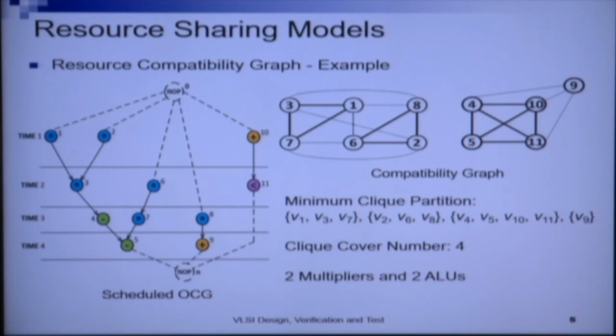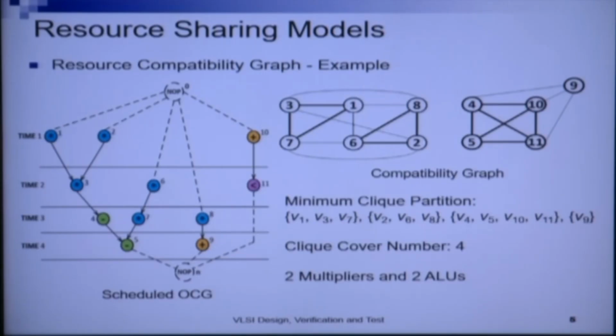One important thing to note here is that the compatibility graph will have as many disconnected components as there are resource types. So, here we have two resource types, multiplier and ALU. So, for ALU I have a single connected component and another connected component for the multiplier operator type.